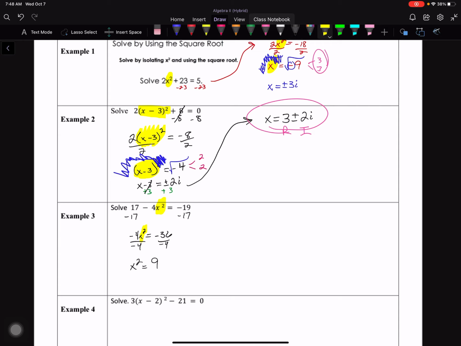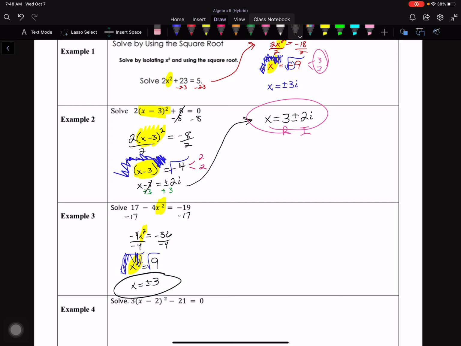And then, so we have our term that was squared isolated. So now we introduce the square root. Get rid of that, and take the square root of the right side. So now x equals plus or minus 3.